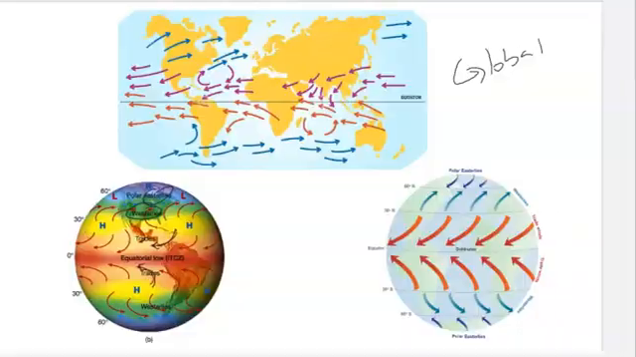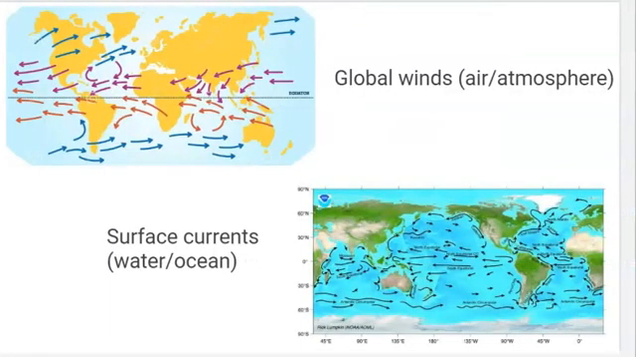Very similar. I'm going to take this top map, and the top here, this is a map of global winds like I just showed you. They happen in the air, the atmosphere. And the bottom map shows you surface currents which happen in the ocean. Notice how similar the path of the water and the air are between global winds and surface currents. It's almost like they're the same thing, except one's happening in the air and one's happening in the water.